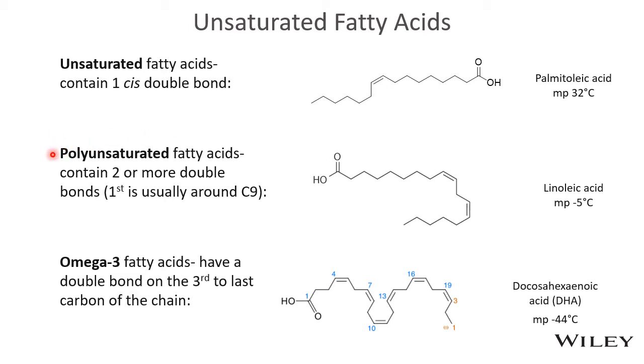There's also polyunsaturated fatty acids. These contain 2 or more double bonds, and the first usually begins around carbon number 9. And we number the carbons starting with the carbonyl as carbon number 1 and moving our way towards the end of the chain. Now, an example of a polyunsaturated fatty acid is this one, which is linoleic acid. And as we can see, with the introduction of a second double bond, we add an additional kink, which is going to reduce the melting point even more. So the melting point for linoleic acid is -5 degrees Celsius.